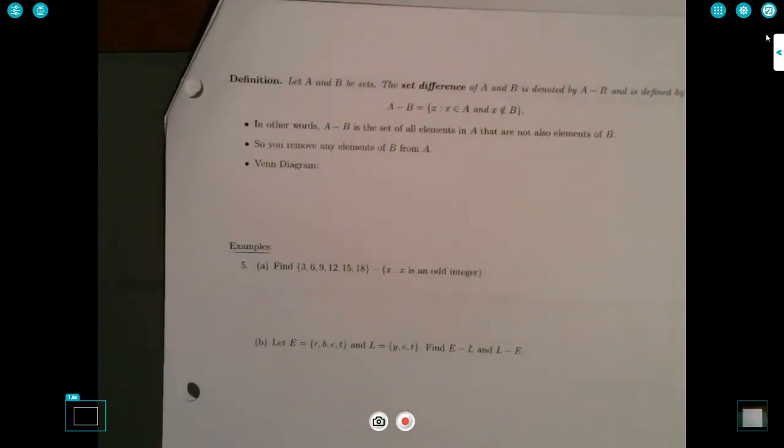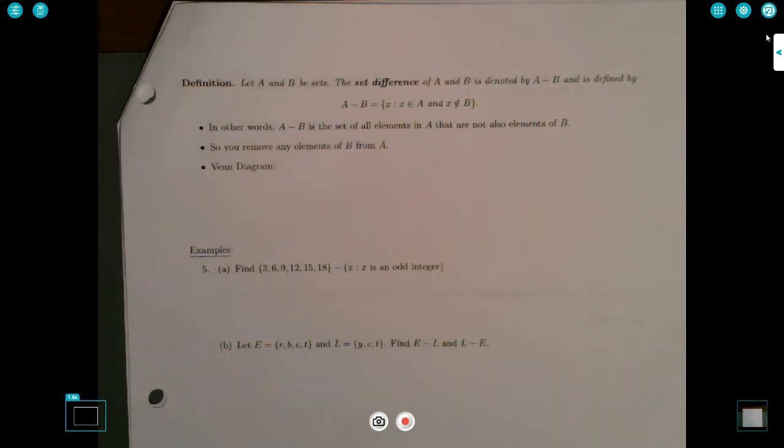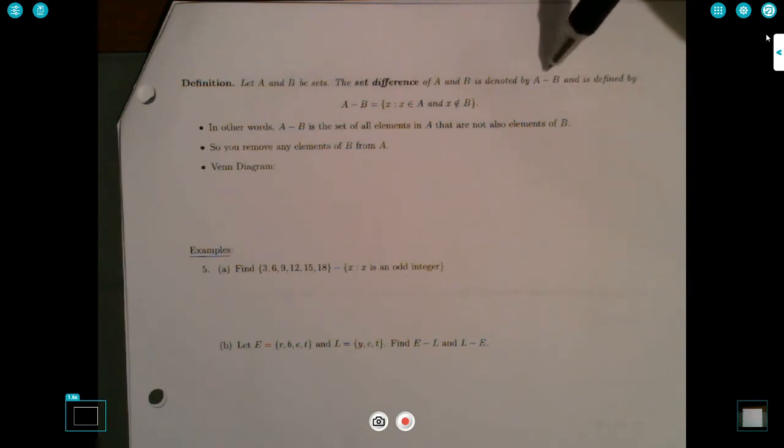And then the last one we're going to talk about is set difference. Let's say that A and B are sets. The set difference of A and B is denoted by A minus B, and it's defined by A minus B is the set of all X, where X is an element of A, but it's not an element of B.